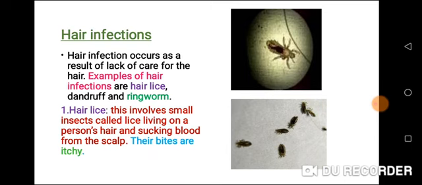These hair lice, they are parasites because they live on other things to live. So they usually stay on the scalp. Their bites are itchy. Once they suck the blood from the scalp, their bites are itchy.